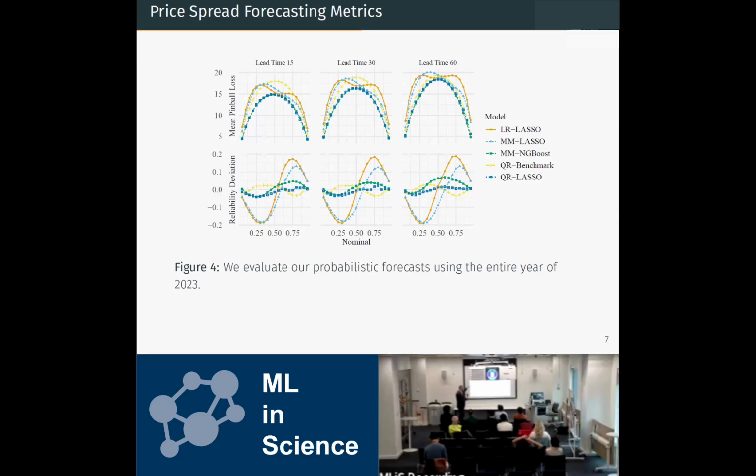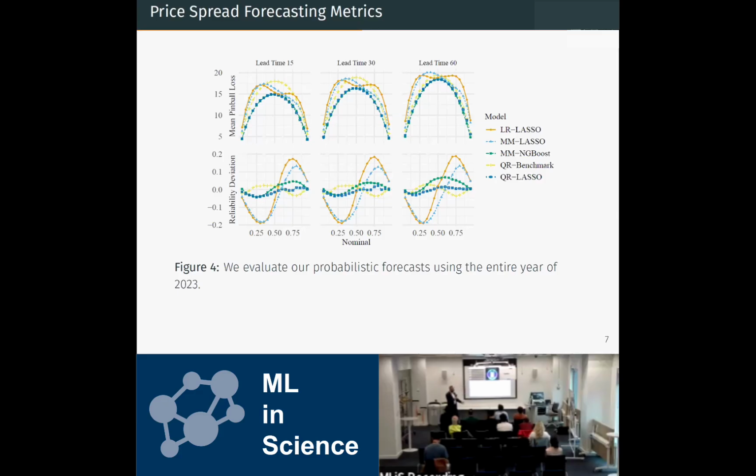The MMNG boost is a parametric way, my bad, sorry. The MMNG boost is where we use a boosting algorithm in order to create our mixture model. The same goes here as well, conditional on the grid being in deficit or surplus. But here, we are predicting the standard deviation of our predicted distribution at every time step. It's dynamic.